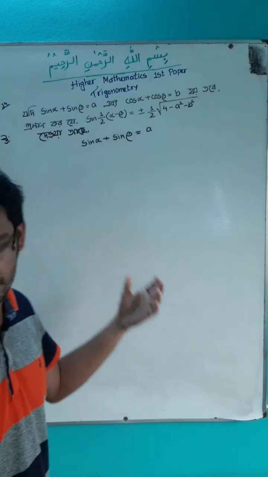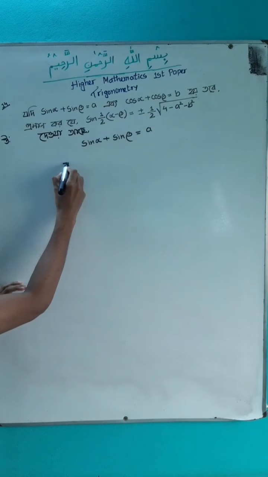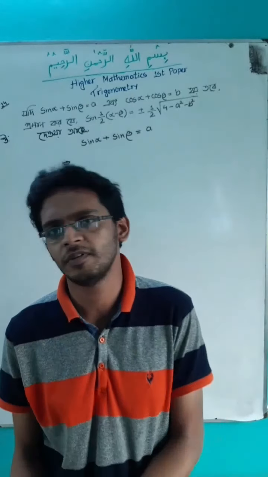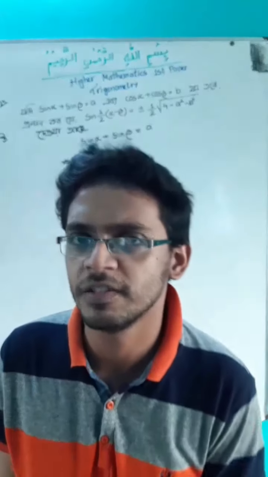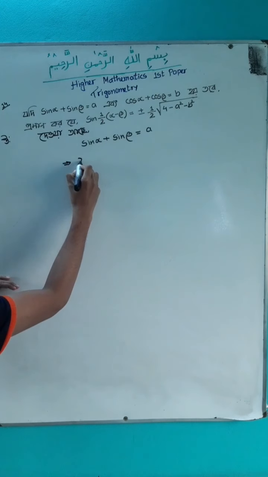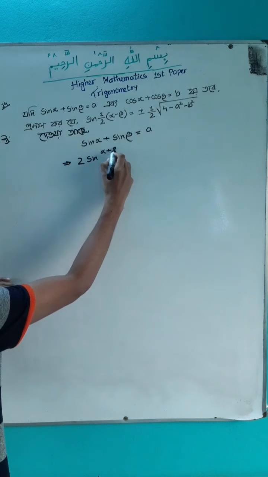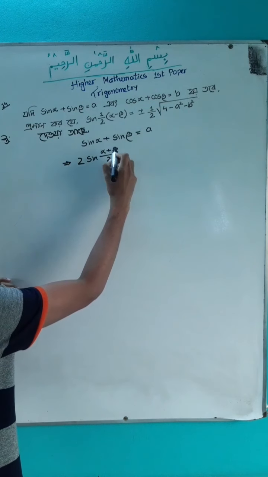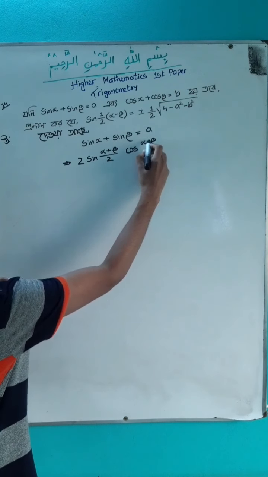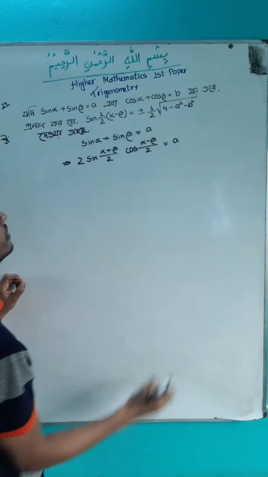We can expand it by using the formula sin C plus sin D, which is 2 sin (C plus D) by 2 cos (C minus D) by 2. So let's write it like this: 2 sin (alpha plus beta) divided by 2 cos (alpha minus beta) divided by 2. This is our equation A.